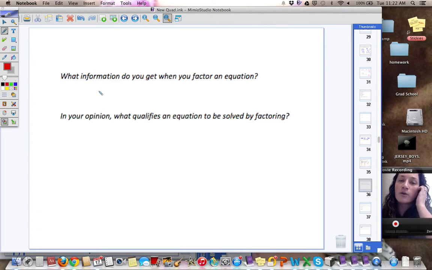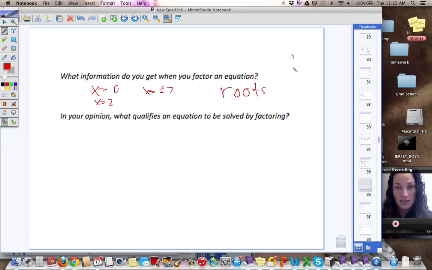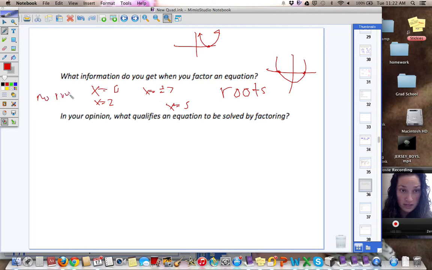What information do you get when you factor an equation? So if I factor an equation, or if I do the boxing, I always get like x equals 0 and x equals 2, right? I get an answer. Or like x equals plus or minus 7. I'm finding the roots. I'm finding where it crosses. Here are my roots. If I only get like x to be 5, if I only get one root, then it probably looks something like this. It only hits it once, or there will be no roots. You can also find that out. If nothing works, it didn't touch the line.